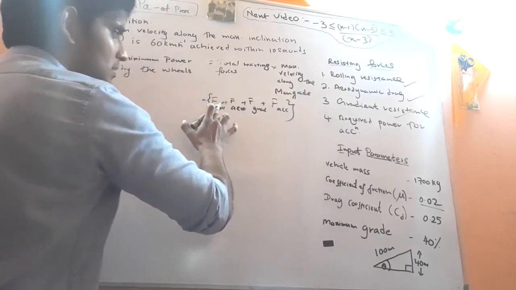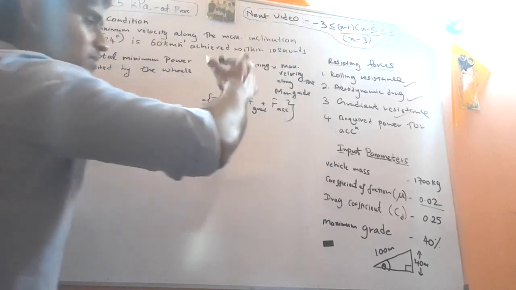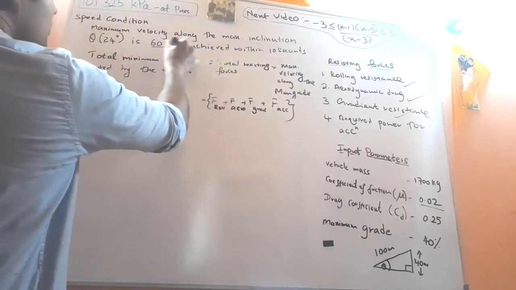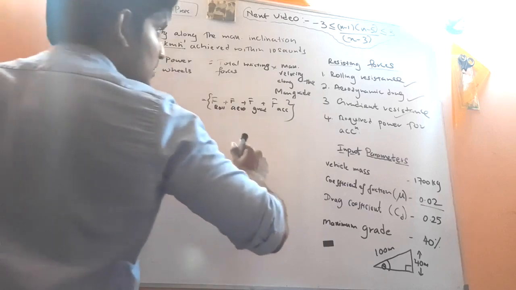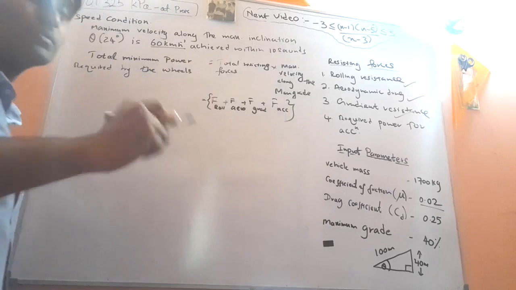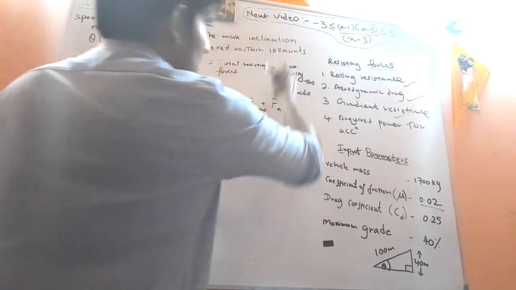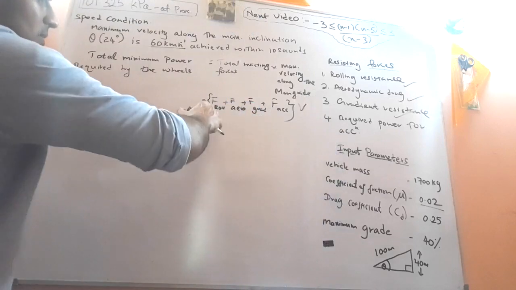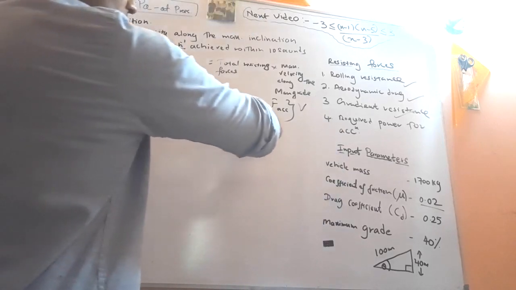Now these four forces are the resisting forces, times the maximum velocity. Velocity, you know what that is? 60 kilometers per hour. Here it is mentioned achieved within 10 seconds. Till now we didn't use that data, but wait. Velocity V, right? Now just look at this one: F rolling, F aerodynamic, F gradient.